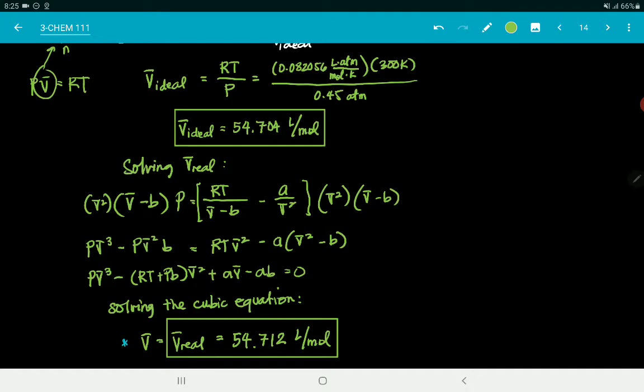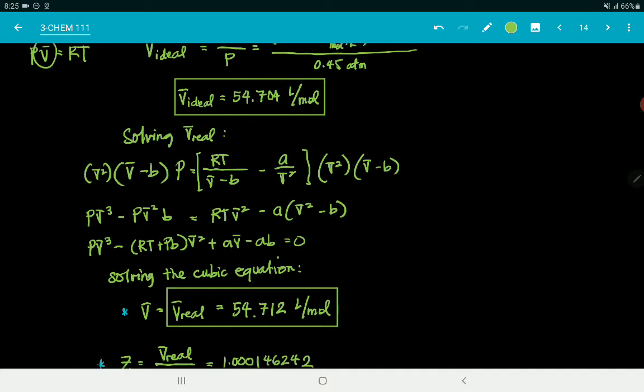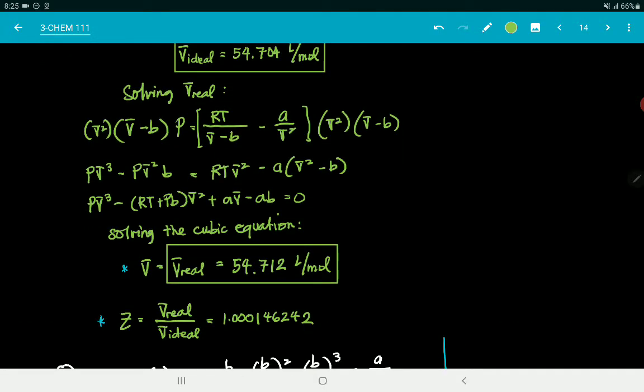Okay, so you'll substitute the values of A and B, tapos yung pressure, yung temperature, given naman siya lahat. All you need to do is to solve for the V bar. Okay, so solving for the cubic equation using your solvers. Okay, so pwede nyo gamitin yung inyong calculator or computer for this. You'll solve V bar real is equal to 54.712 liters per mole.